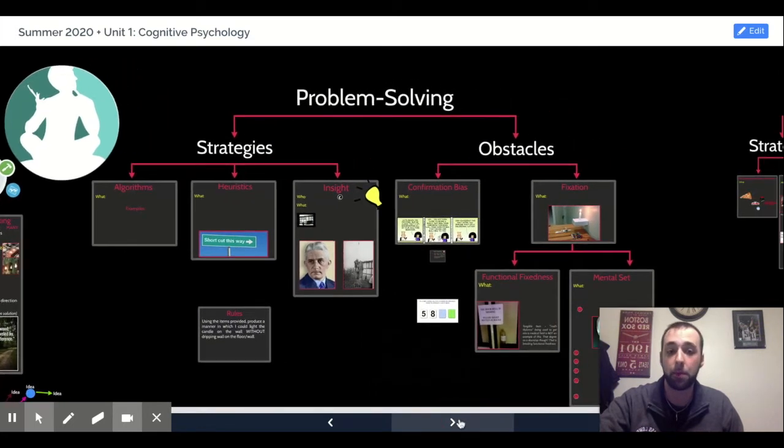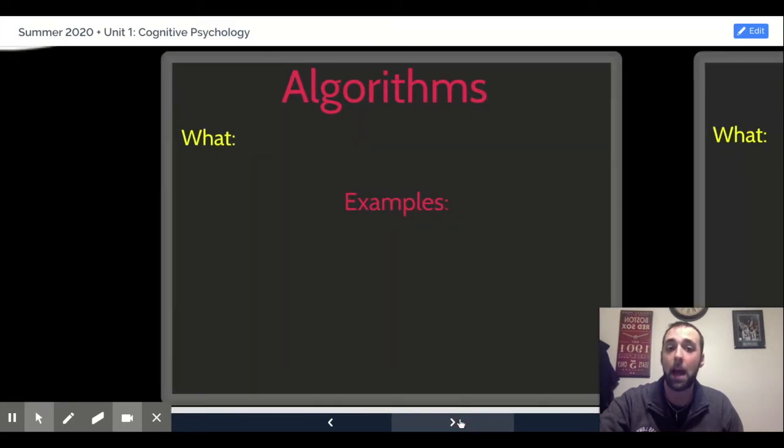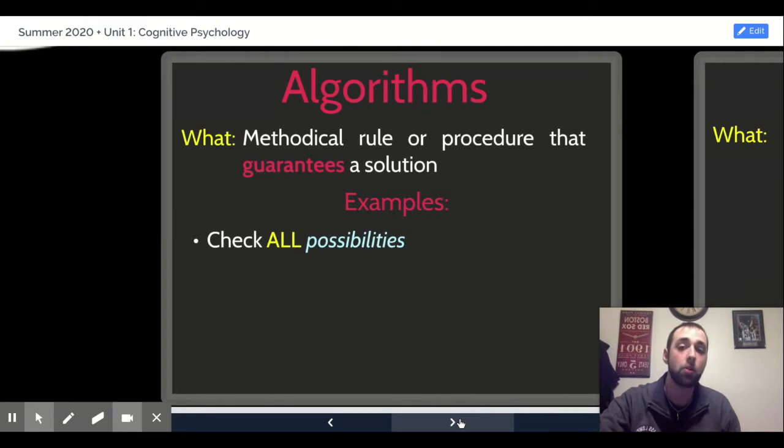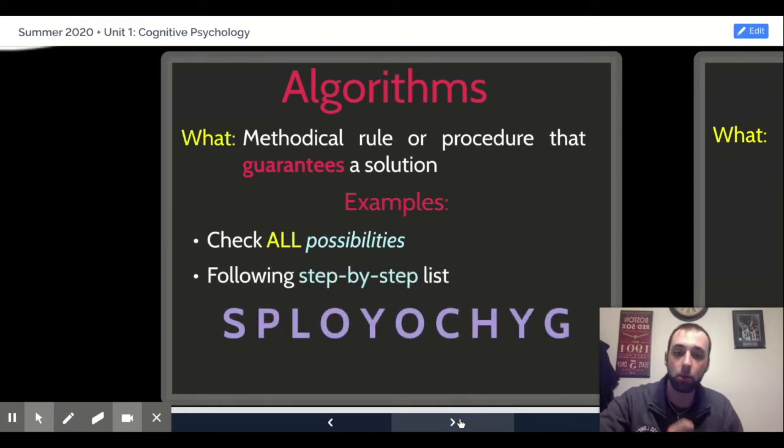The very first problem-solving technique is what we call algorithms. Algorithms are methodical rules and procedures that absolutely guarantee a solution every single time. So, for example, if you wanted to break into the locker of somebody in the school, you technically could if you sat there and exhausted every single possibility. You tried every single combo. You'd be there for a while, but you would, in theory, eventually guarantee a solution by doing so. That is what we call an algorithm.